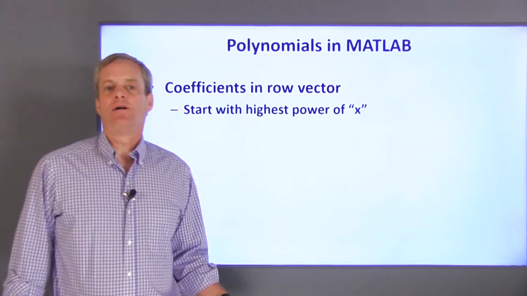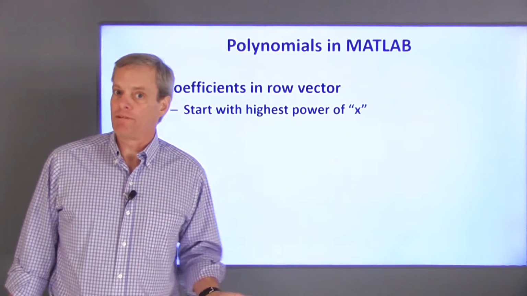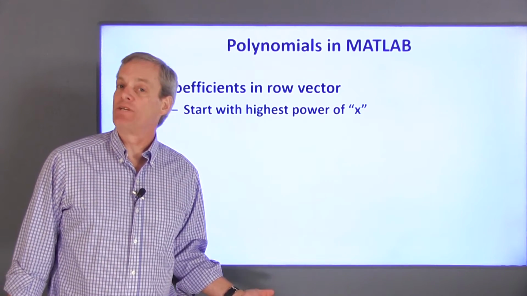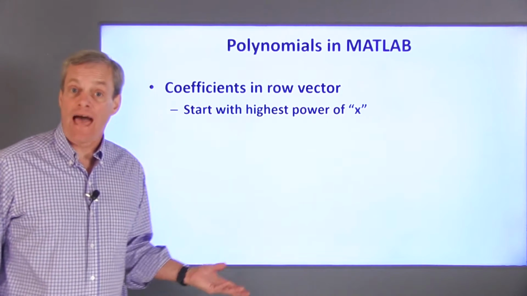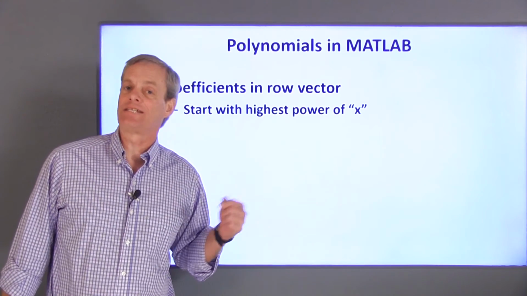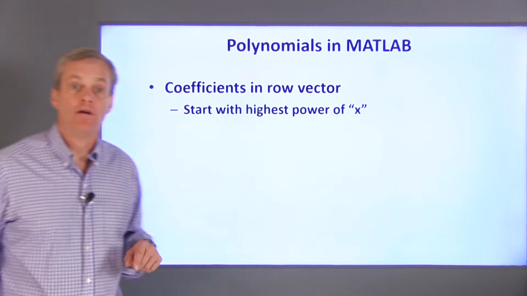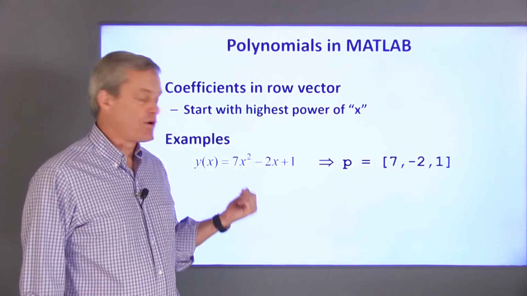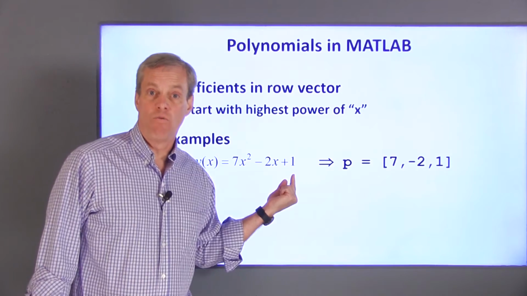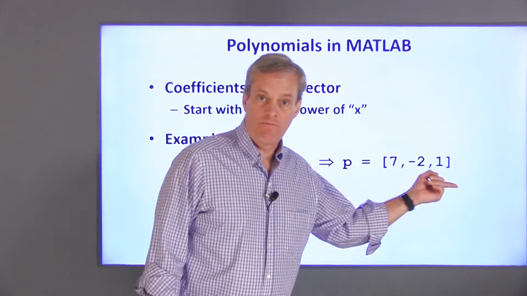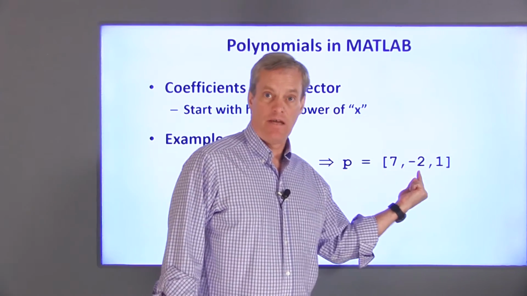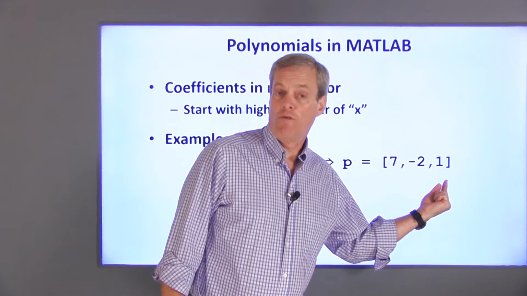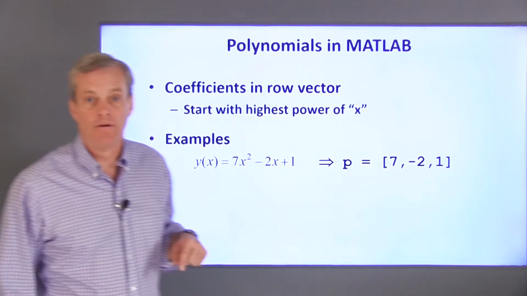To specify a polynomial in MATLAB, just place the coefficients in a row vector with the coefficients listed in decreasing powers of x. The last term will always be the x to the 0th power term. For example, the coefficients of this polynomial in decreasing order are 7, -2, and 1. So my vector defining the polynomial is just 7, -2, and 1. The rightmost term will always be the coefficient of x to the 0th power.